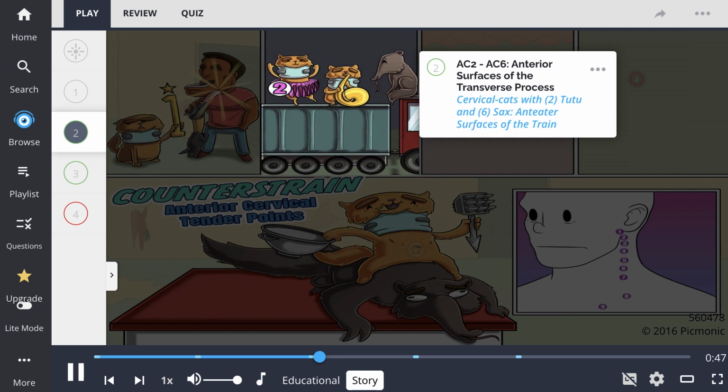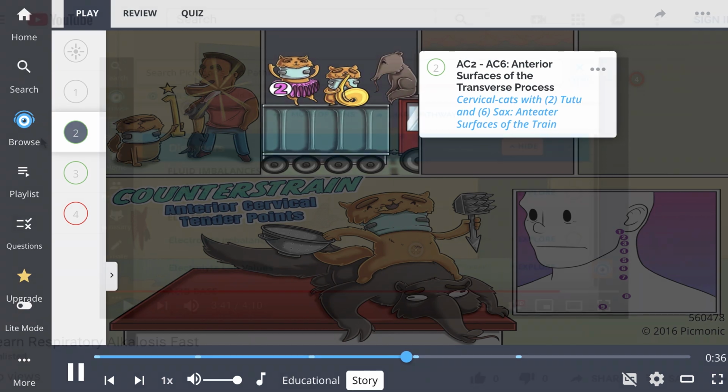So, the mischievous cat snuck out of the house with a friend, and they partied with tutus and 6 saxes. That's when I, a lonely anteater, had the misfortune of meeting him on the surface of that train.